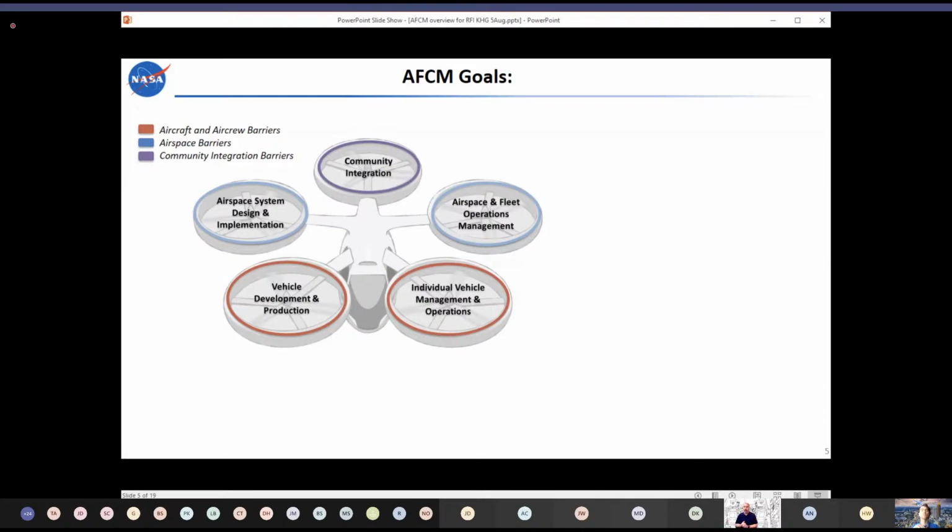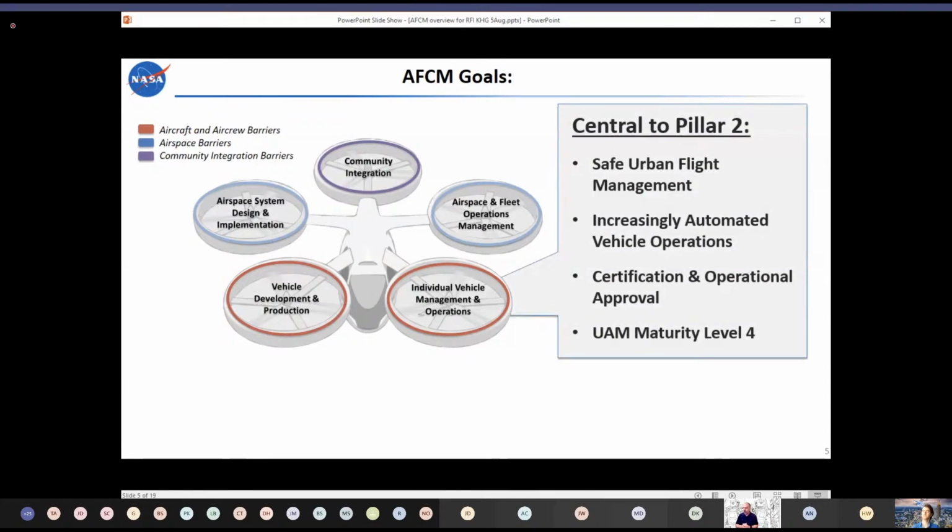So again, if people have been following along with these working groups, you're probably familiar with the NASA Pentacopter showing the pillars. And so just let me highlight that when we're talking about automated flight and contingency management, we're talking about things that are central to what we call Pillar 2, which is the individual vehicle management and operations. So this includes safe urban flight management, how do you operate in this very complex environment?